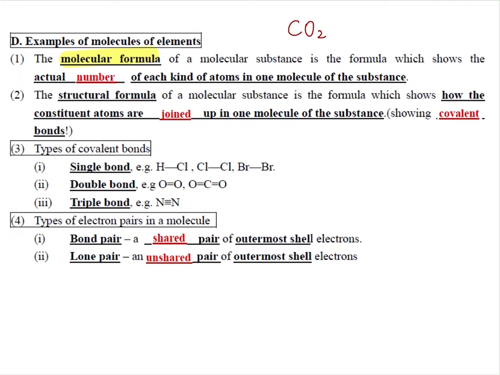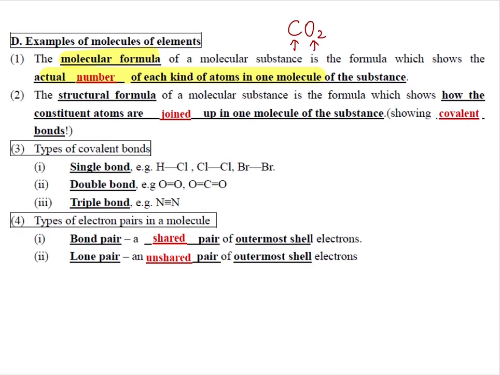For example, for carbon dioxide. So, the molecular formula of carbon dioxide is CO2 because it has 1 carbon and 2 oxygen in these molecules. So, the molecular formula shows the actual number of each kind of atom in one molecule.